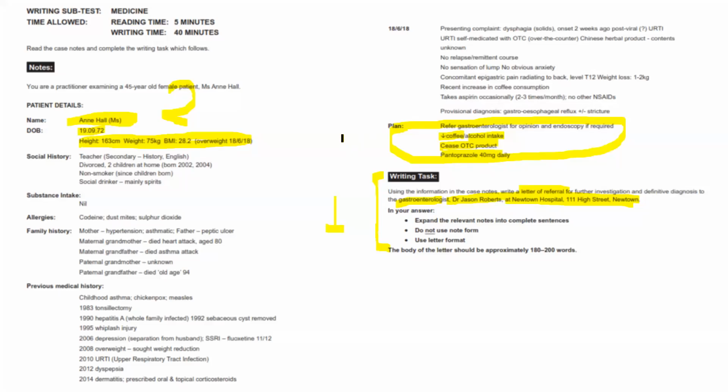This is the last visit. So we have to read the plan or the last visit. Here, the last visit, presenting complaint, dysphagia, and this is the duration, and concomitant disease, urinary tract infection, and this is the over-the-counter product intake, concomitant epigastric pain, recent increase in coffee consumption, and takes aspirin, and so on. Provisional diagnosis, gastroesophageal reflux, plus or minus stricture.